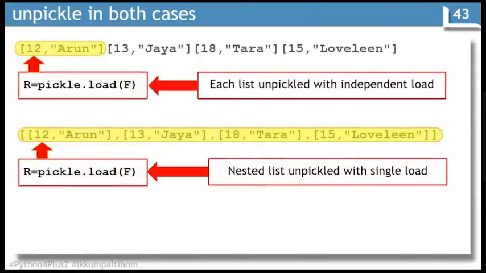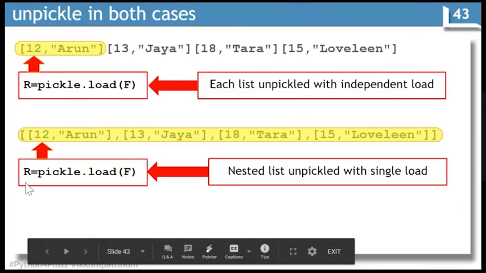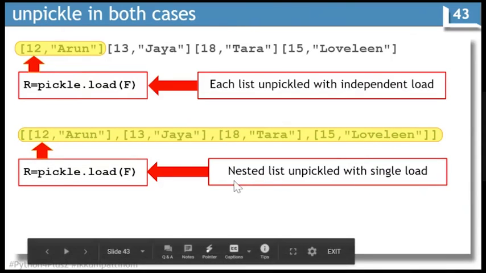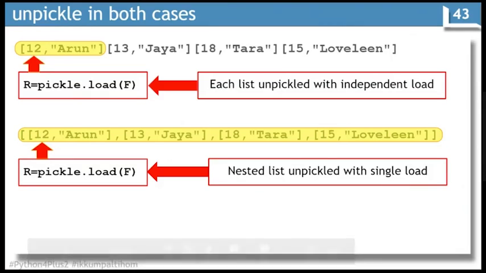The same thing goes for unpickling also. When you are unpickling, you will be retrieving each list separately here, and first list will be 12 Varun. The second time when you repeat this command, it will be 13 Jaya. Third time when you repeat this command, 18 Tara. And fourth time when you are repeating this command, it is going to be 15 Lovely. So each list unpickled with independent load. Whereas when you write r is equal to pickle.load(f), it is going to read the entire content of the file in one go. So it is going to be nested list unpickled with single load.